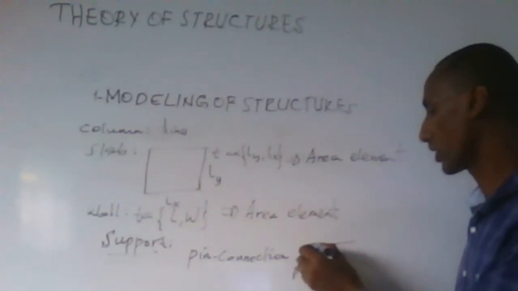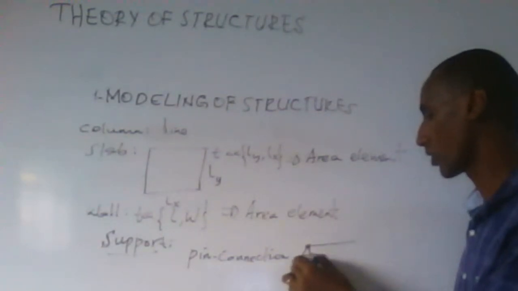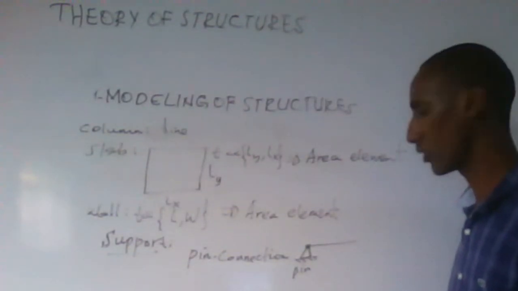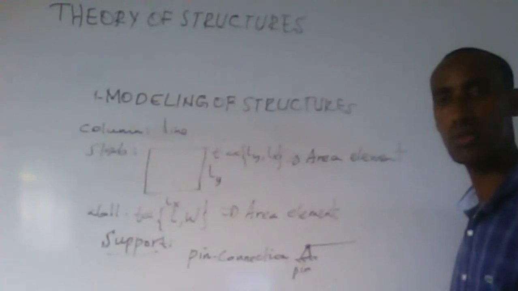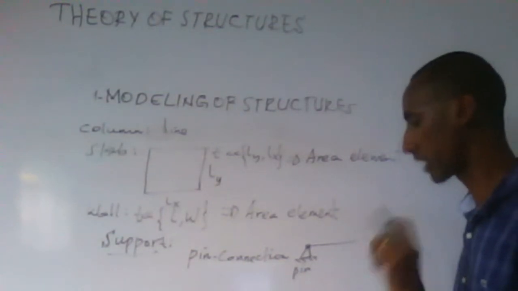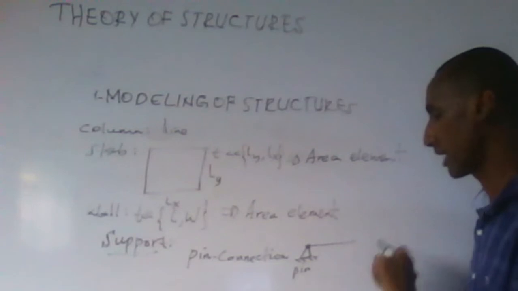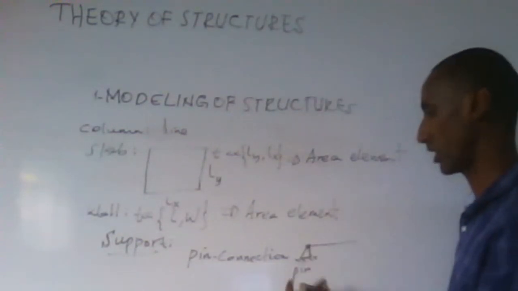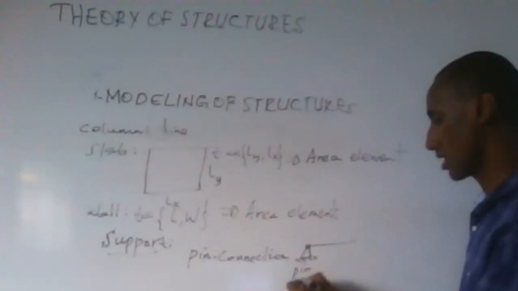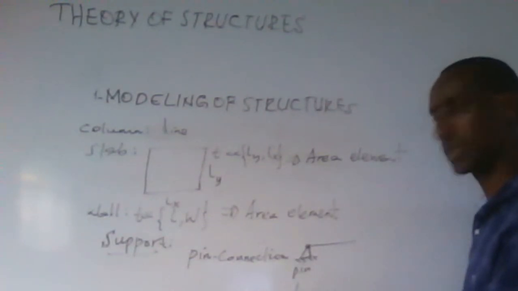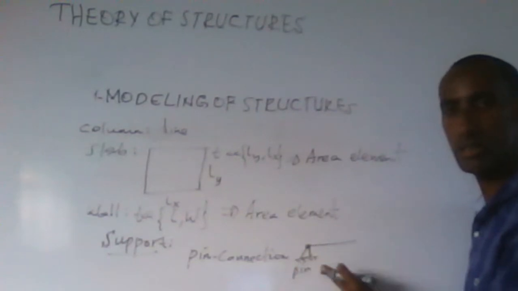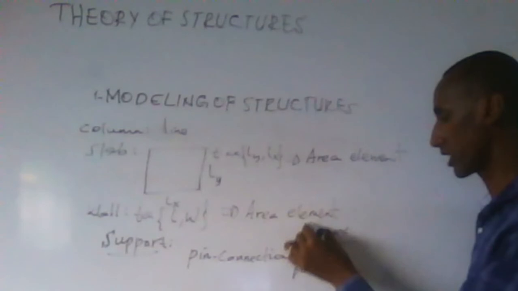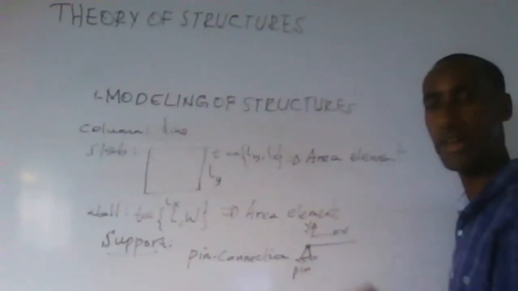So this connection is named a pin. Why am I naming it a pin? A pin by definition allows rotation about a given axis, but allows no translation along any direction. For example, if I am setting coordinates here, this is the x direction and upward is the y direction, then into the page will be the z direction.